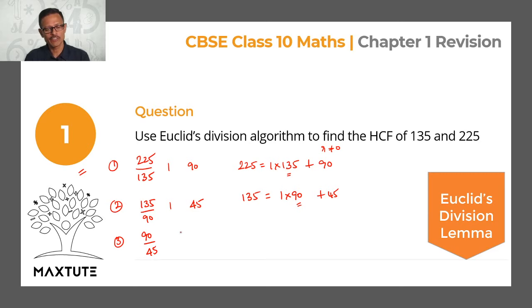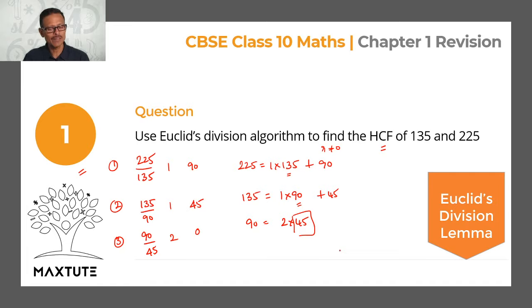90 divided by 45, the quotient is 2, and the remainder is 0. If it becomes 0, that's the step at which we stop. So 90 is equal to 2 times 45. What is our objective? We need to find the HCF of these two numbers. The HCF is nothing but the divisor of the last step, the step in which your remainder became 0. So the HCF of 135 and 225 is equal to 45.